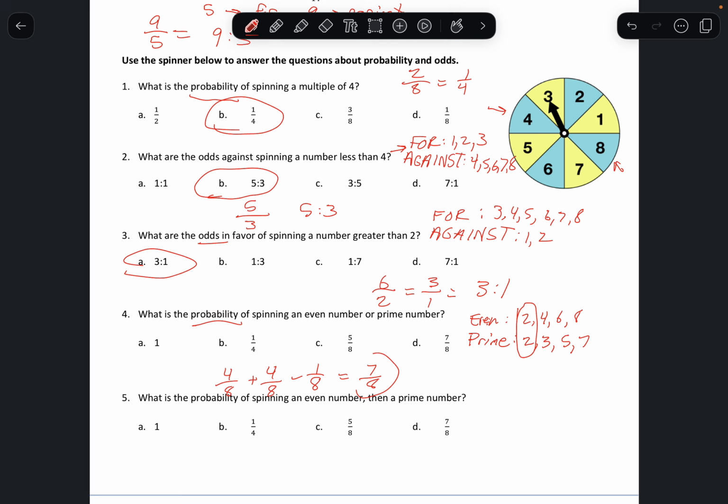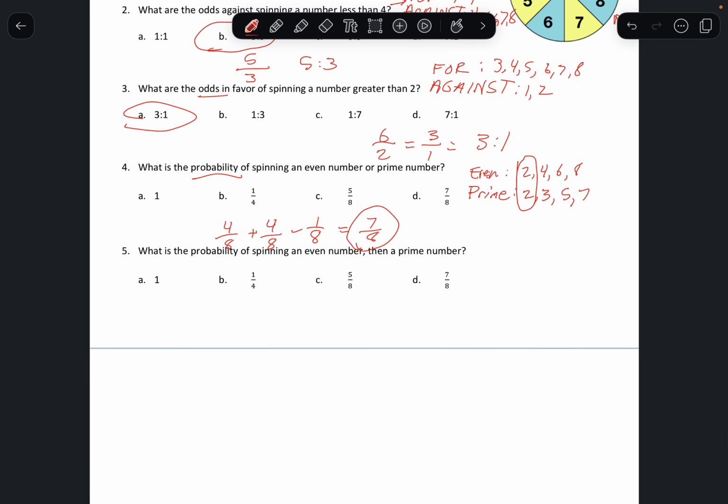Okay, so 7 of those options are either even or prime. In fact, the only thing that wouldn't work there would be a 1, right? The only number between 1 and 8 that is not even or prime is the number 1. All right, last one here. What is the probability of spinning an even number and then a prime number?